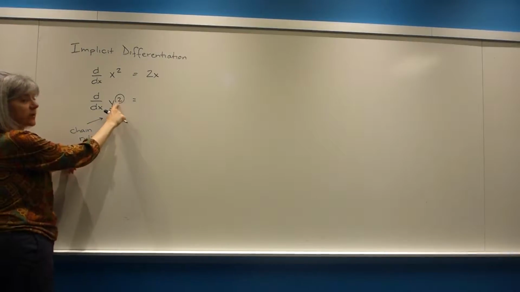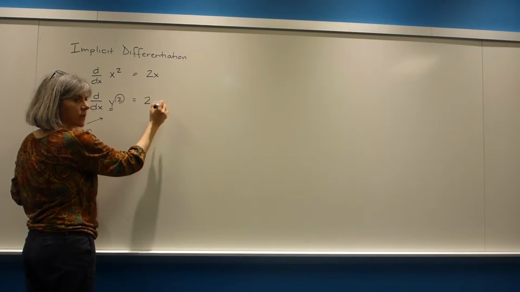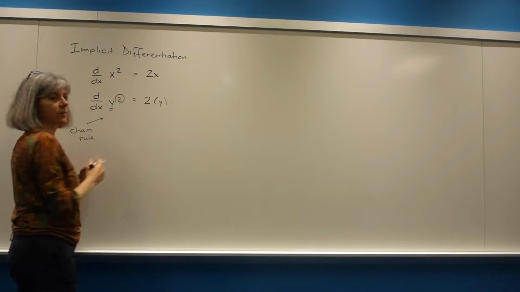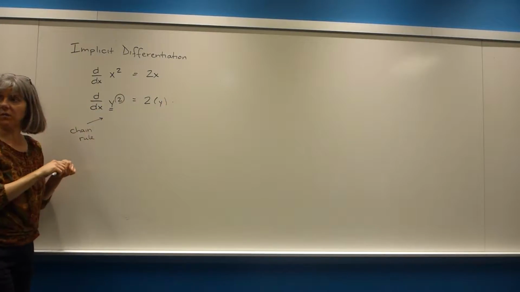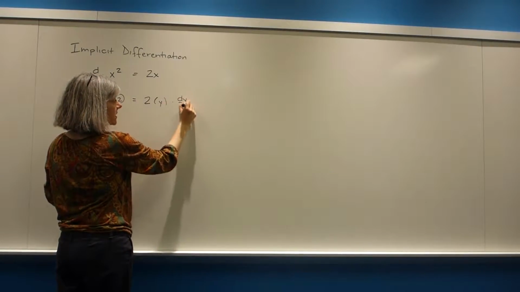So it says take the derivative of the outside, and you always leave the inside alone at that point, right? Whatever the inside is what it is. Times the derivative of the inside. What's the derivative of y with respect to x? dy dx. Yeah, dy dx or y prime, exactly, either one.